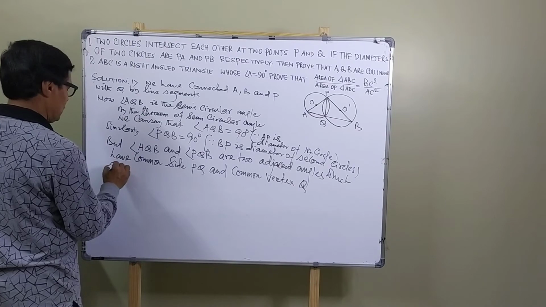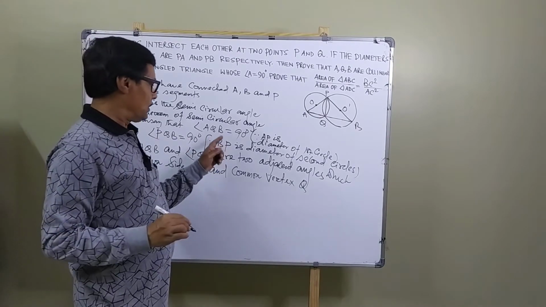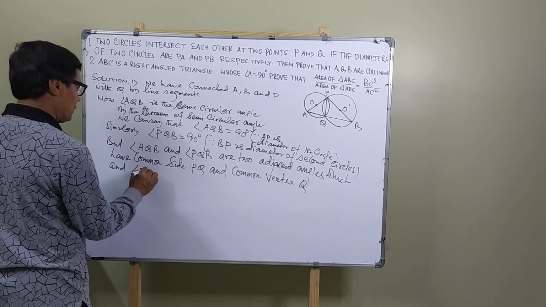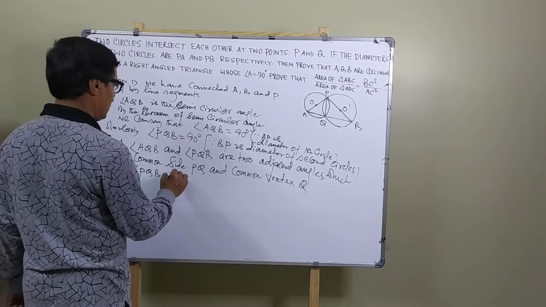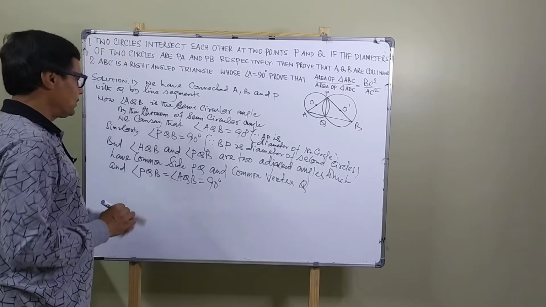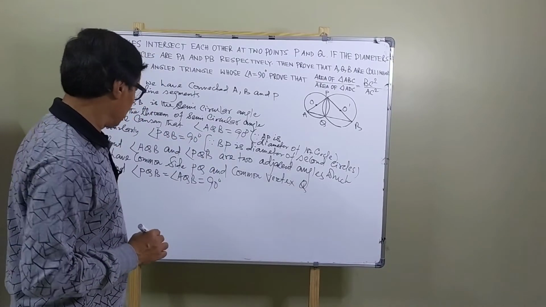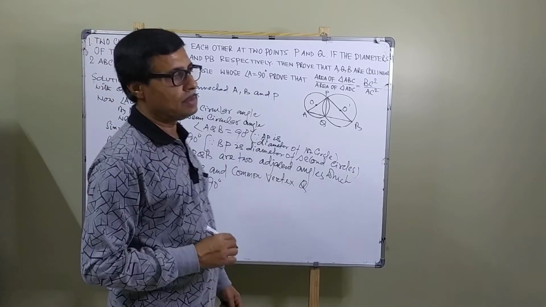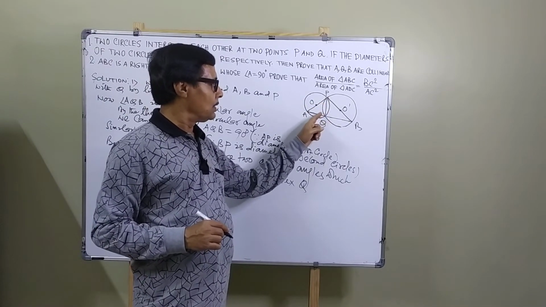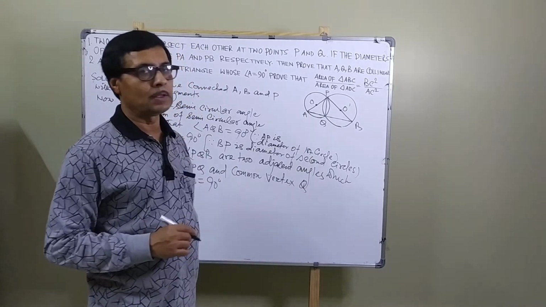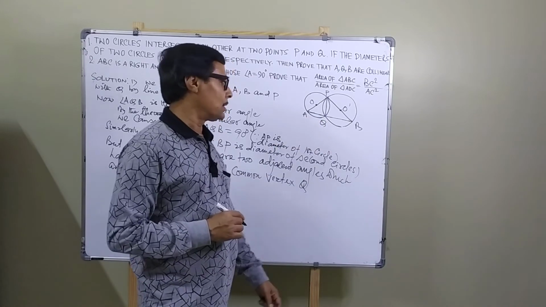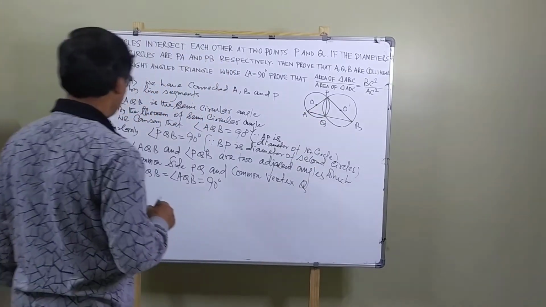And also these two angles are equal, that is, PQB equal to AQP equal to 90 degrees, because they are both 90 degrees, so they are equal to each other. These two adjacent angles are equal and have a common side PQ and a common vertex Q. So we can say that the other two sides are collinear, that is, they lie in the same straight line.